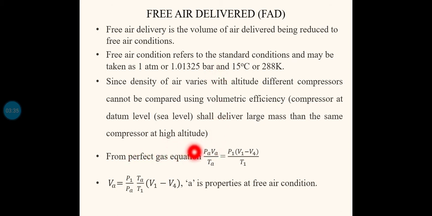Now from the perfect gas equation, we have PA VA by TA equal to P1 into (V1 minus V4) by T1. Here A denotes the properties of air at free air condition. This suffix A stands for the free air delivery condition. So PA means pressure corresponding to free air delivered, usually atmospheric pressure, 1.01325 bar. VA is the volume of the air corresponding to free air condition. This VA is actually the free air delivered; this quantity, finally calculated, will give the free air delivered. TA is the corresponding temperature. If it is not given in the problem, then you have to take it as 15 degrees Celsius.